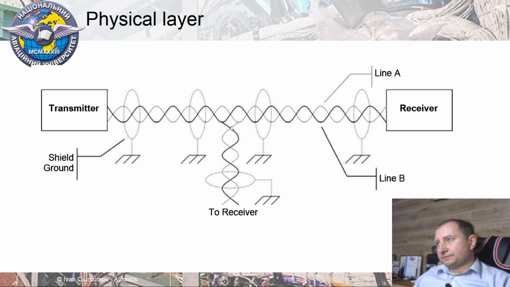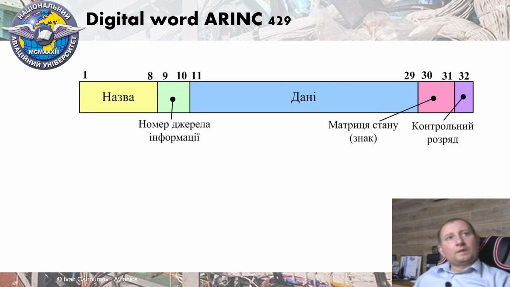And a few words about the digital data word. A digital data word in ARINC 429 includes 5 basic structural elements. First one is a label, which in most cases indicates a parameter which will be transferred in the data field. Then SDI, we will talk about it. In most cases, it is identification of source.